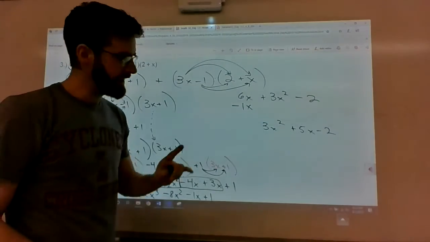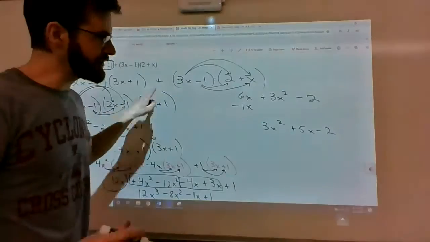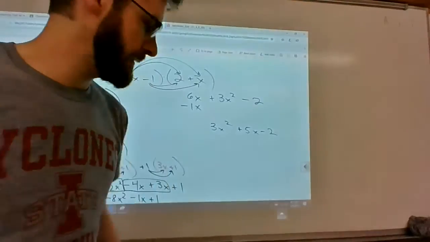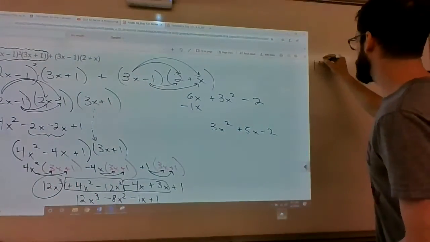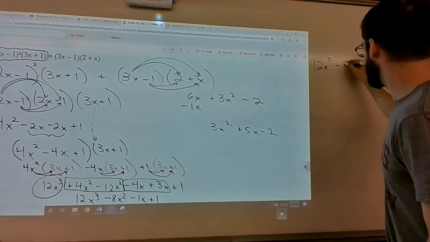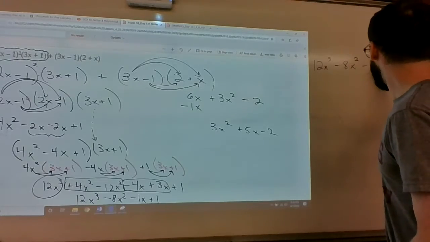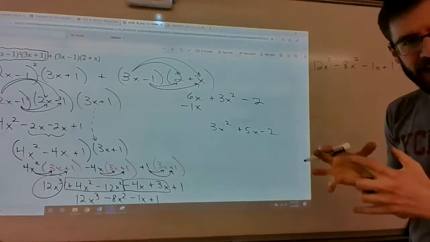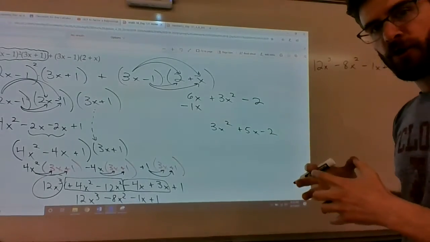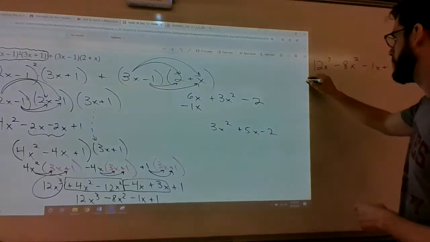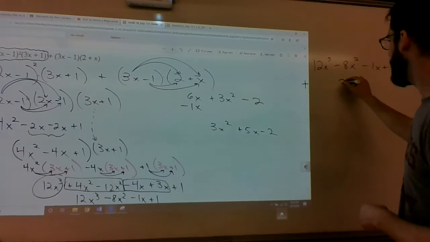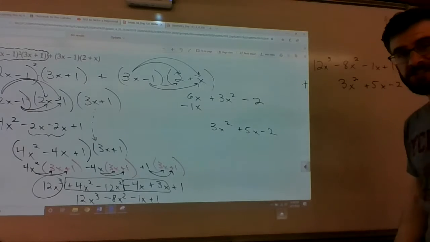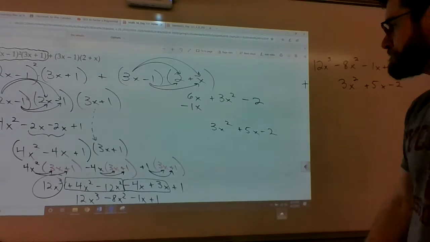So, this plus... I'm going to move this over here now. We've got 12x cubed minus 8x squared minus 1x plus 1. There's my first polynomial. I'm adding it to the second polynomial, 3x squared plus 5x minus 2. And I just stacked the like terms.